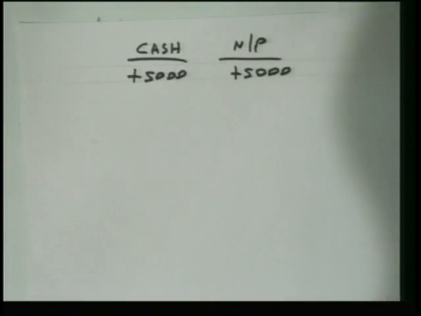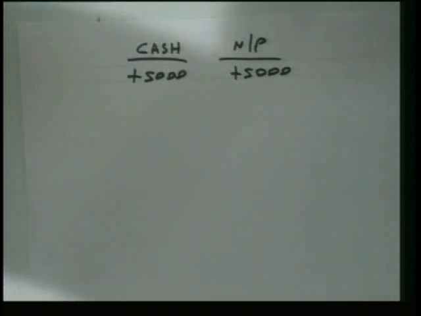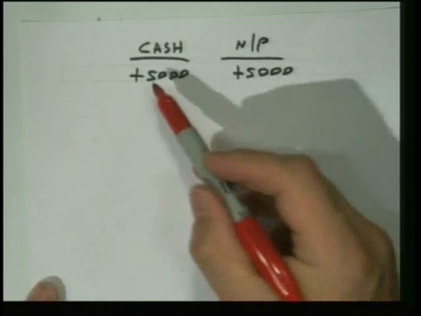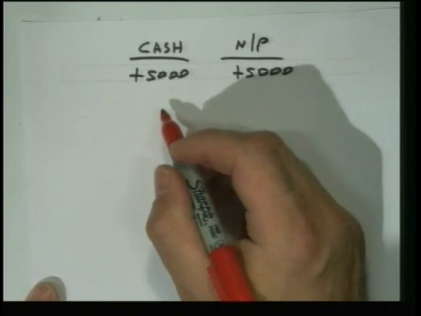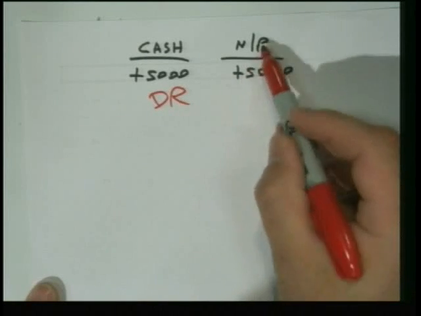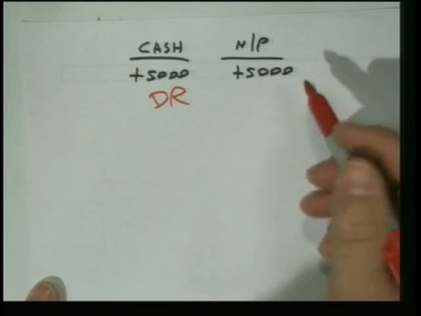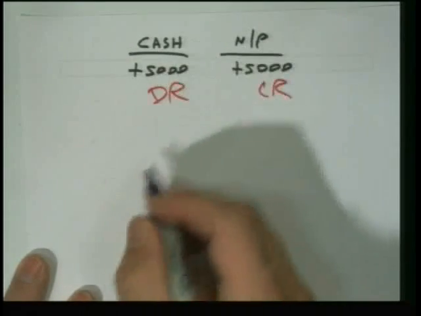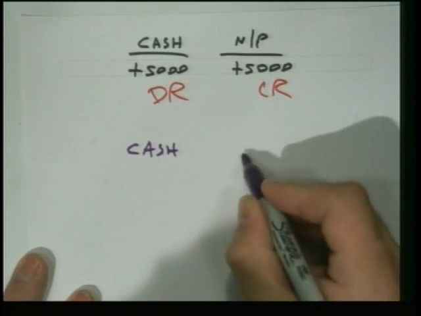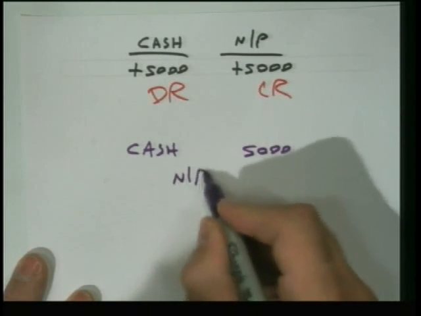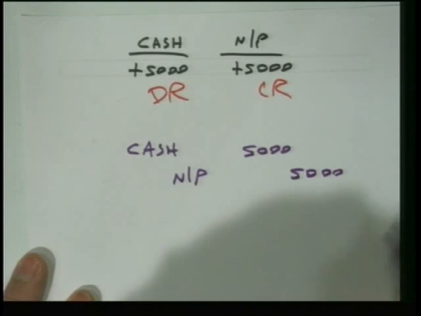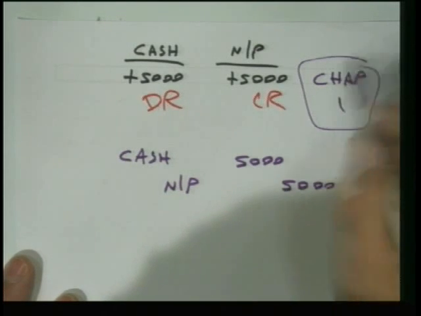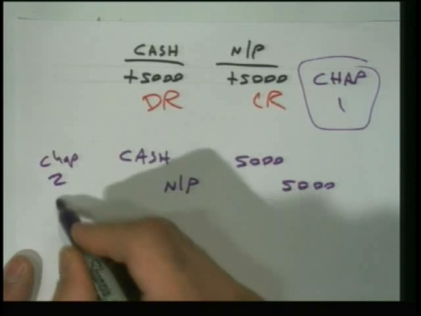Now, to help you transition from that Chapter 1 way to the Chapter 2 and beyond way, kind of think of this like it was Quick Study 2-3. How do you increase cash? You debit it. How do you increase notes payable? You credit it. So now you do your journal entry. Cash is debited for $5,000. Notes payable is credited for $5,000. This is Chapter 1. And this is Chapter 2 and beyond.